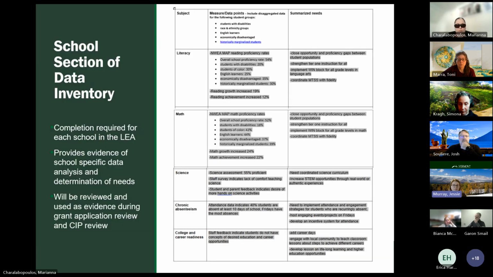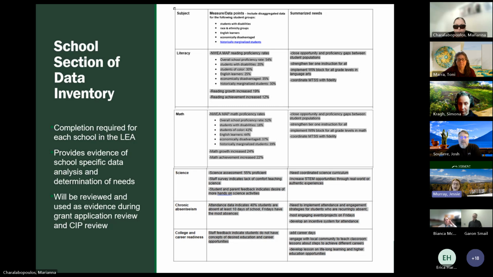So this slide might be a little bit small for you all to read. Hopefully you can see it. But one of the main revisions of the DI, as we said, is that school-specific section. So part 3, this slide is showing a screenshot of a sample completed school section. Wanted to provide you an example of what that might look like. So previously, only schools that operated a Title I school-wide program, also called an SWP, were required to enter the school-specific data in the data inventory.